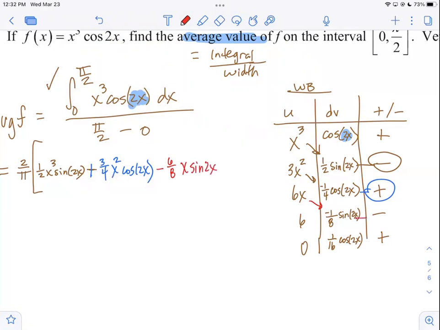And then you go across and get the minus. And now it's the next diagonal again. 6 times 16, and it stays negative, times cosine of 2x. And then look, we go across and get plus. But what happens on the next one? 0 times anything is 0.